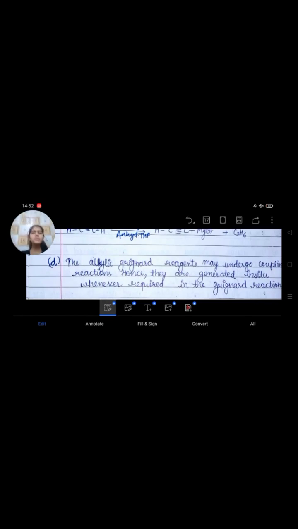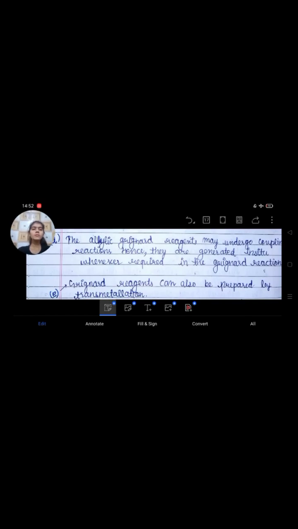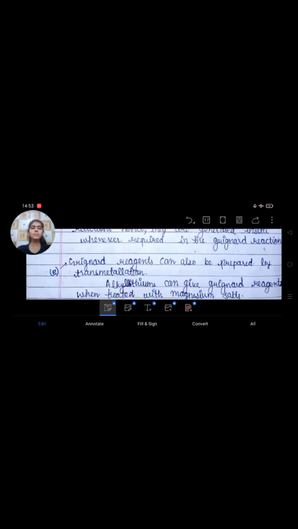Fourth type is the allylic Grignard reagents, which may undergo coupling reactions. Hence, they are generated whenever required in the Grignard reactions.